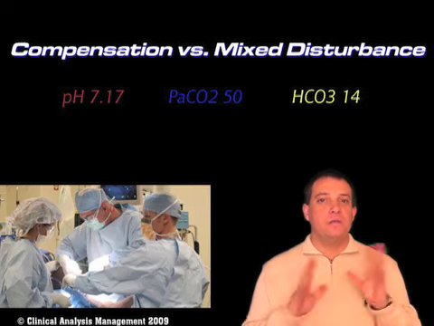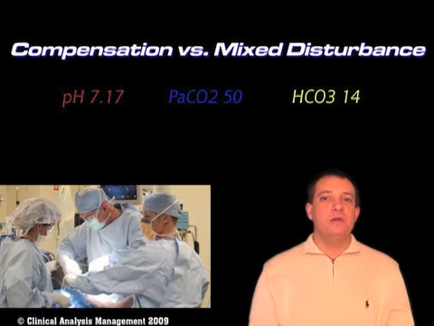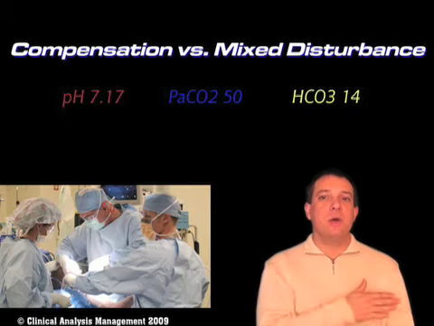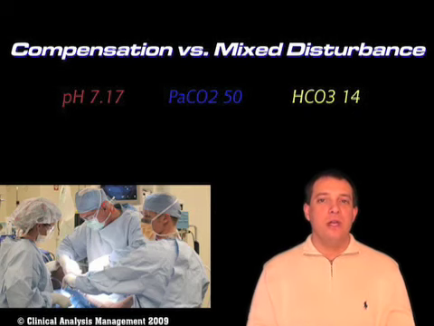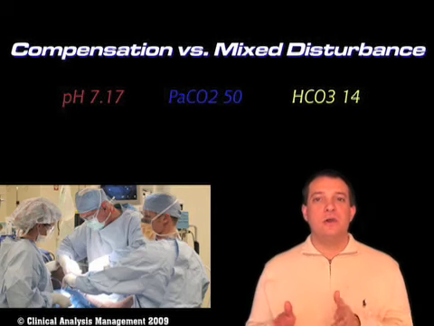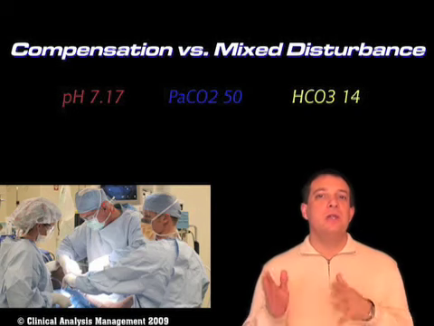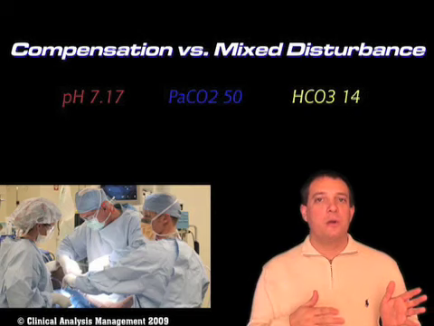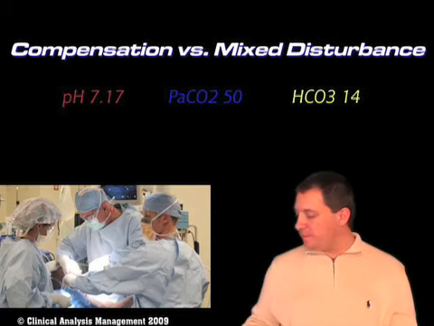So it's just easier, it avoids that whole step if whenever you see all three numbers going the same way, whether it's acidosis or alkalosis, you just call it mixed and then whatever it is. So if all three numbers are acidosis, we would just say it's a mixed acidosis. If all three numbers are all alkalotic, we would just say it's a mixed alkalosis.